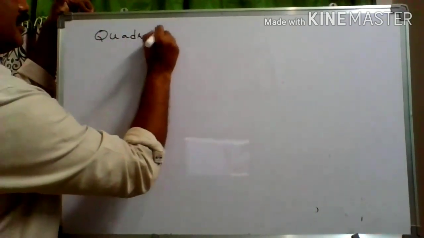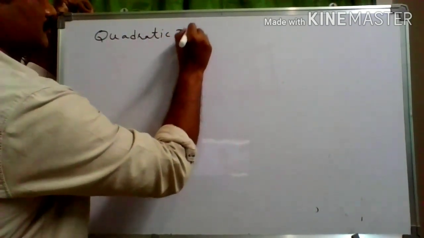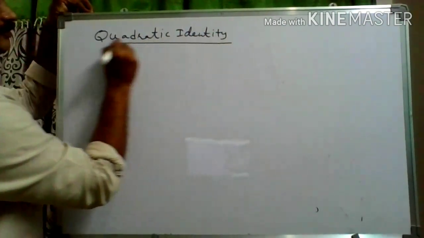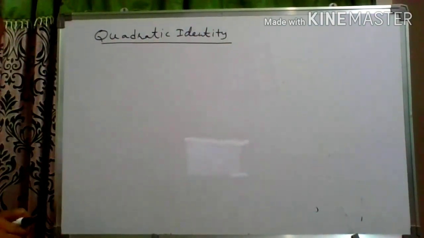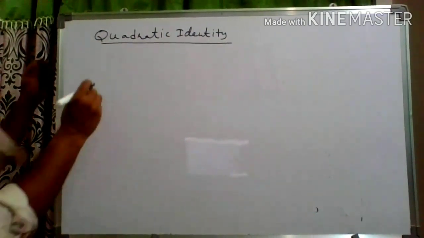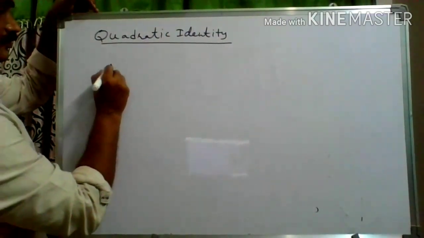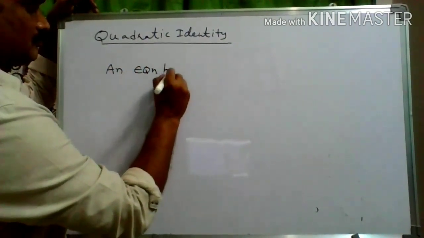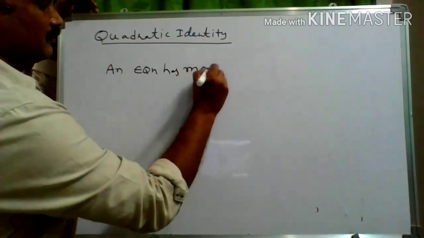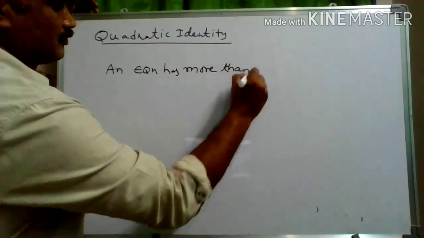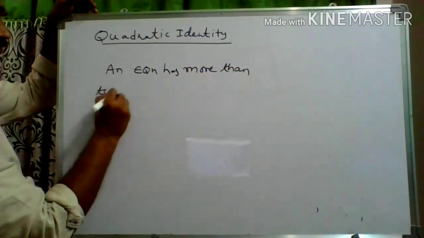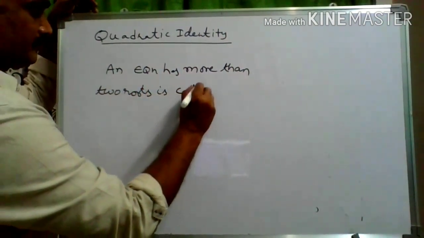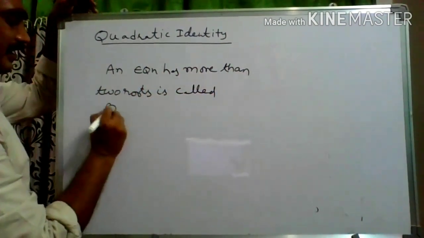Quadratic identity. An equation that has more than two roots is called a quadratic identity.